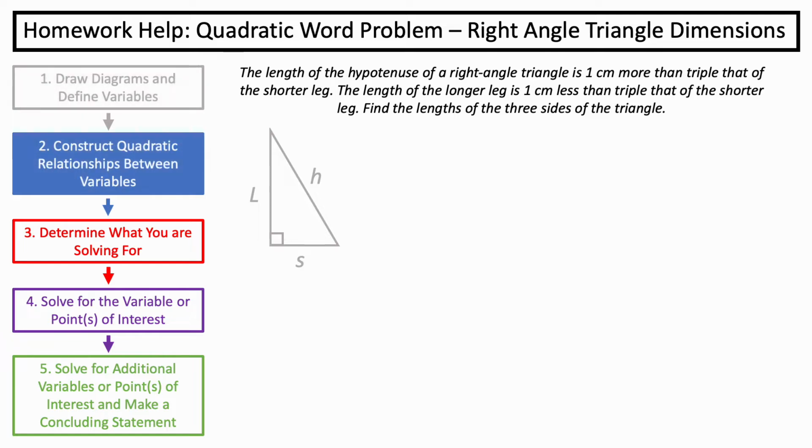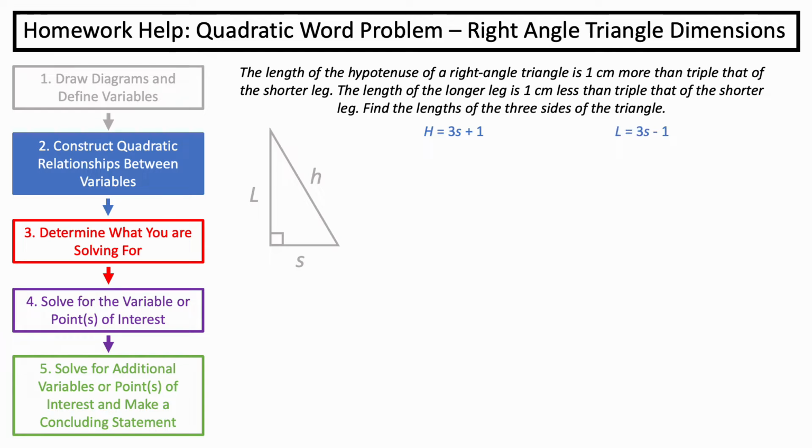The next step to solving this problem is probably the hardest part of any quadratic word problem, and this is constructing our quadratic relationships between variables. So what do we know in this problem? Well, we know that the hypotenuse is 1 centimeter longer than triple that of the shorter leg. Or algebraically, we could write this as the hypotenuse is equal to 3 times the shorter leg plus 1.